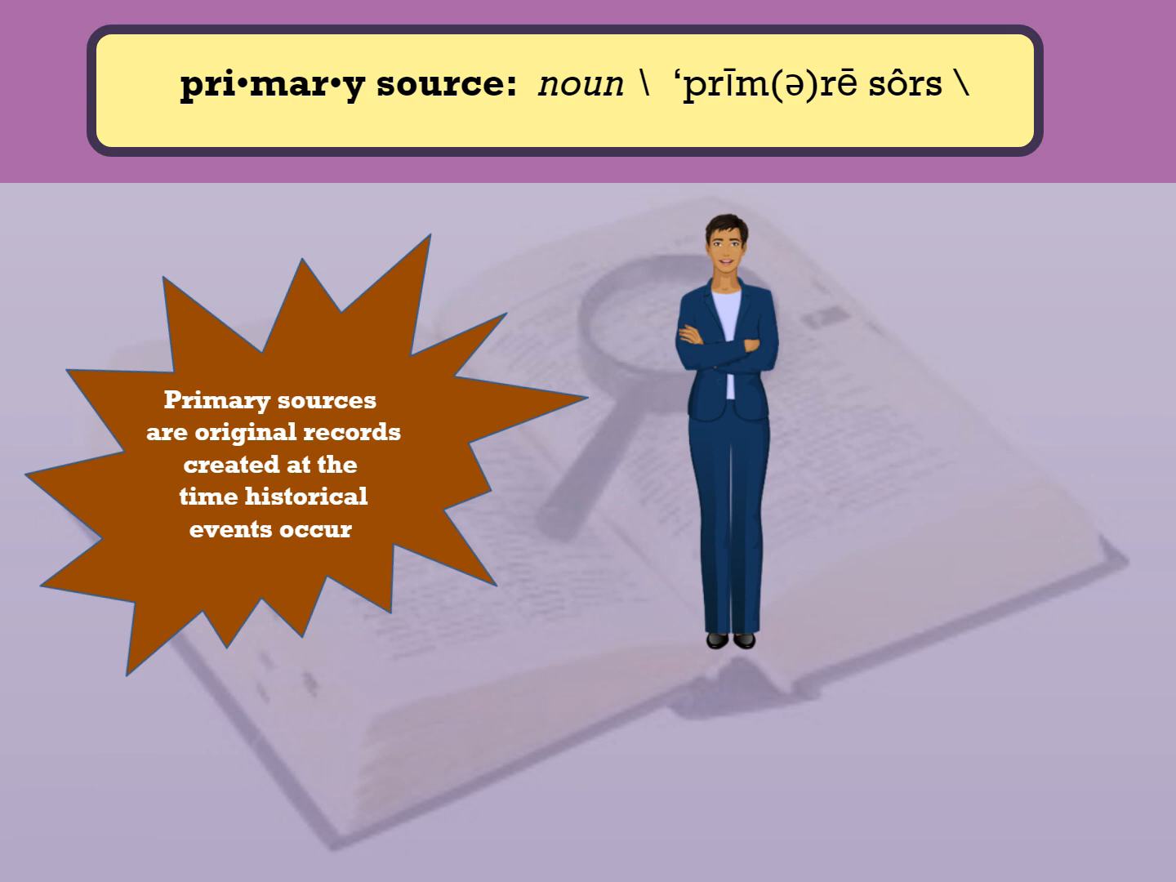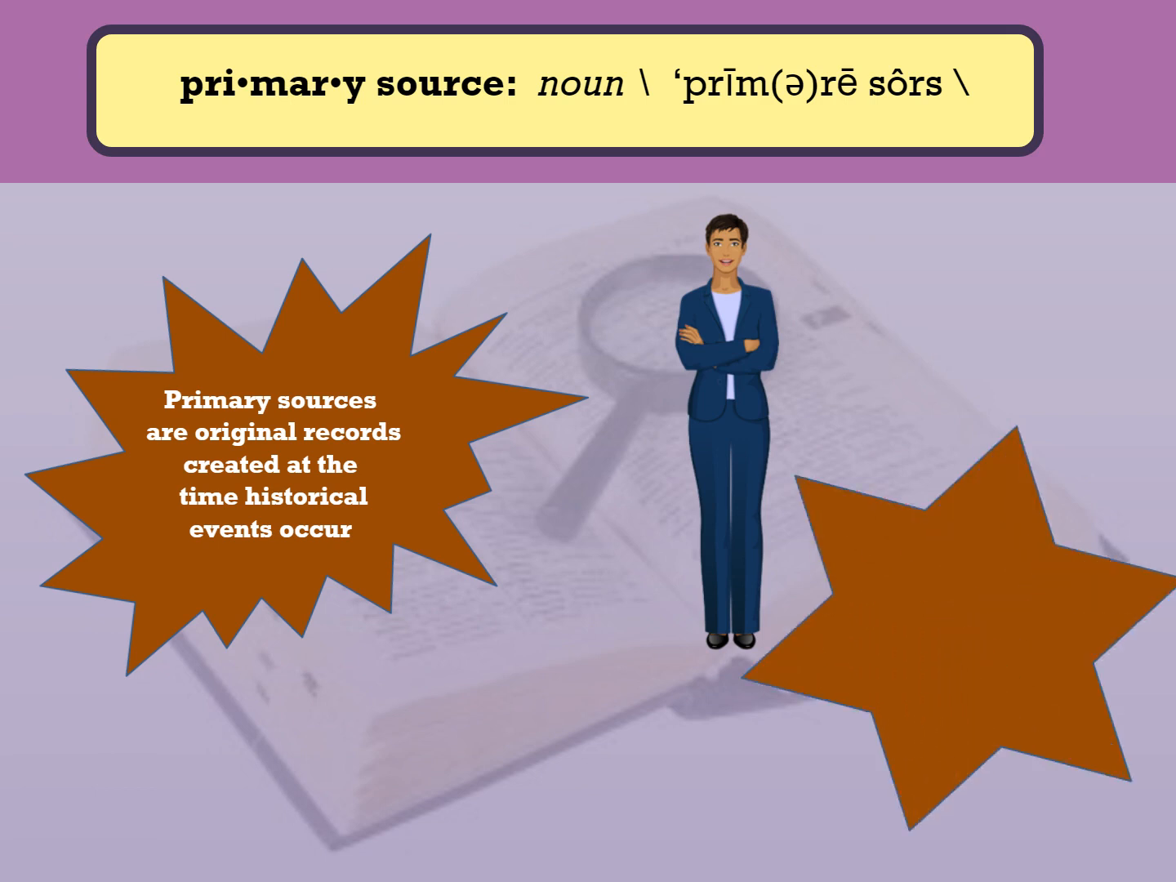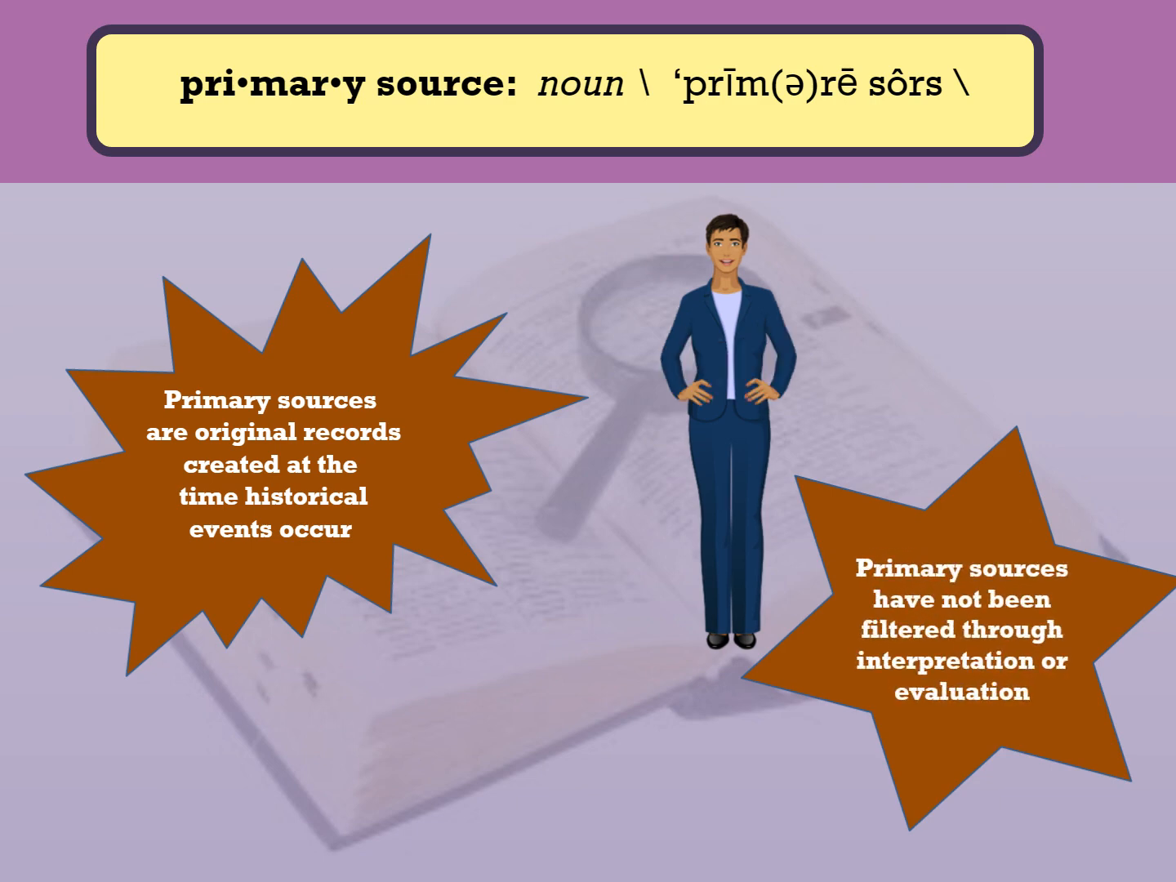One caveat is somebody who was an eyewitness to an event and later recounts it in a memoir or an oral history or an autobiography. That is also considered a primary source. A primary source has not been filtered or interpreted or evaluated. That is done by scholars and researchers who use primary sources to support their hypotheses and or their research.